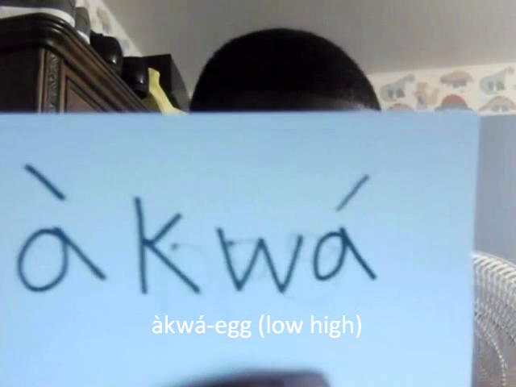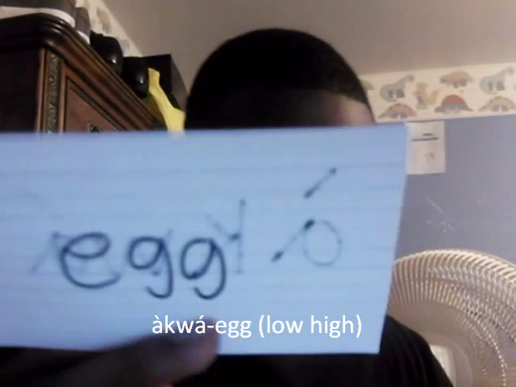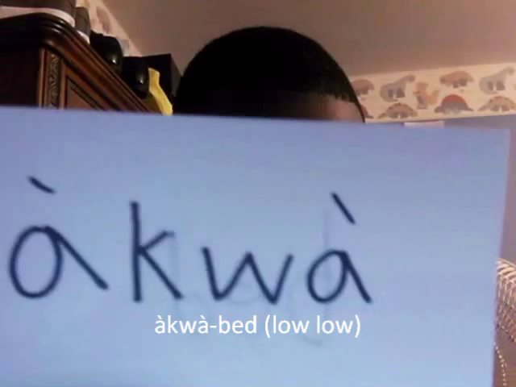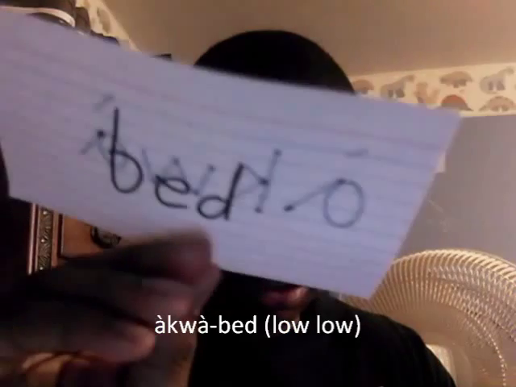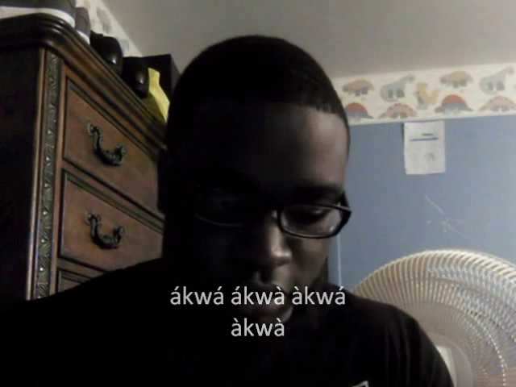This right here, low high, is egg. This right here, low low, is bed. So I'm going to say all 4 right quick so you guys can hear the difference.